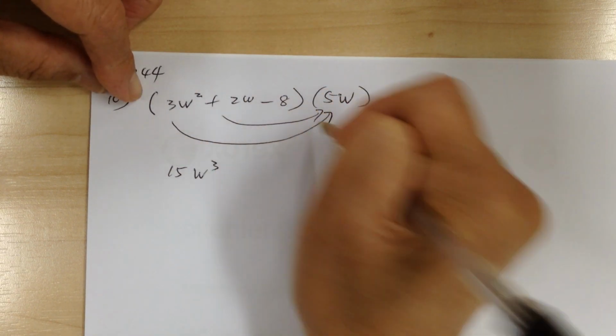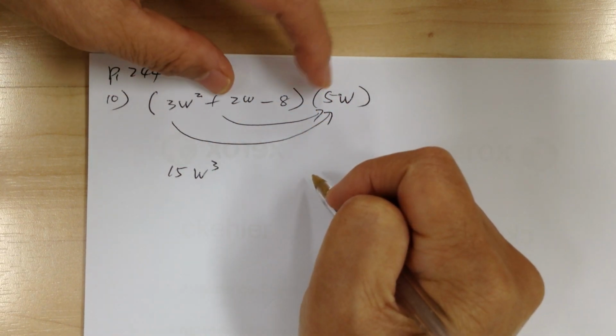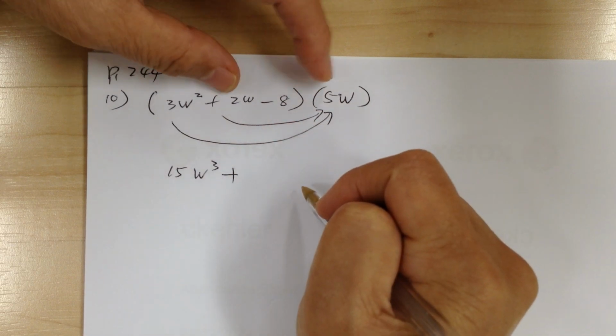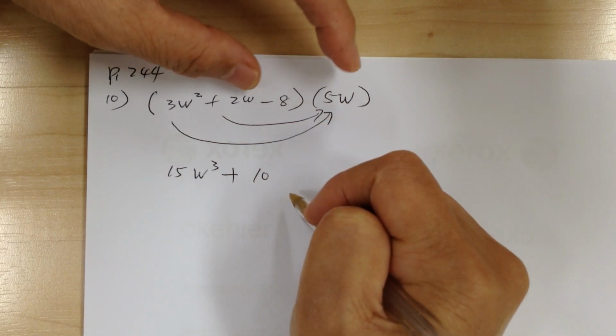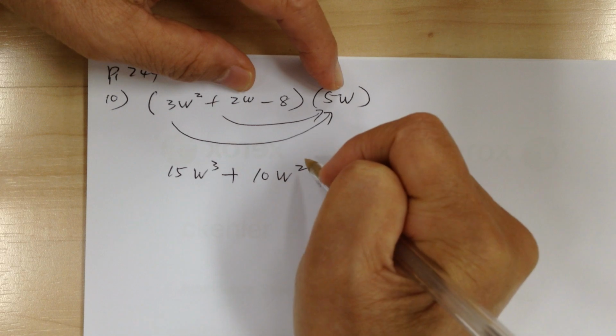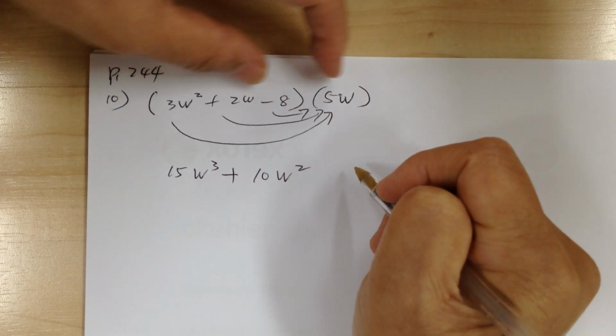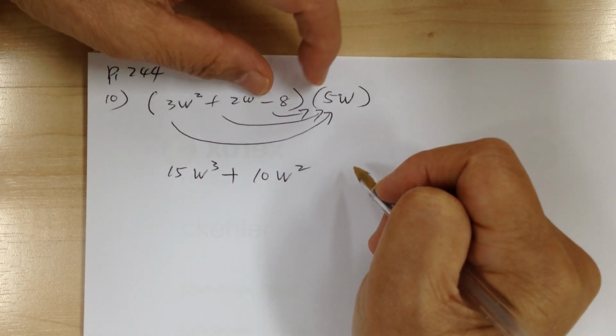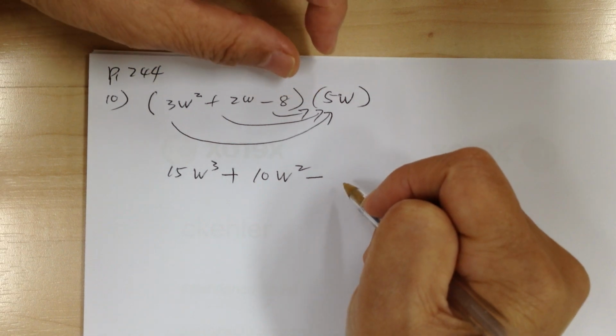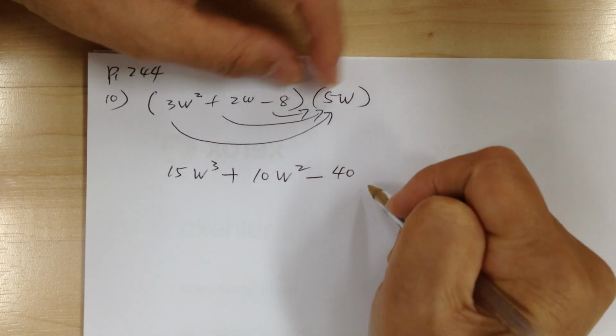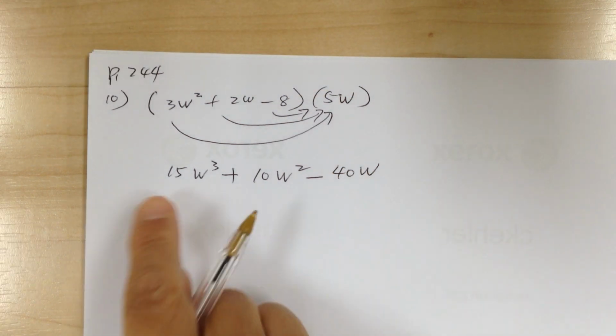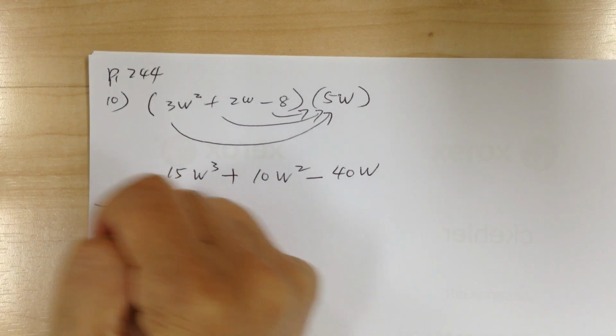Then you go to the next one. So again, sign, positive times positive is positive. Number, 2 times 5 is 10. Alphabet, w times w is w squared. Then after that, you go to the next one. So do the sign first. Negative times positive is negative. Number, 8 times 5 is 40. Alphabet, w, right? So you do sign, number, alphabet.